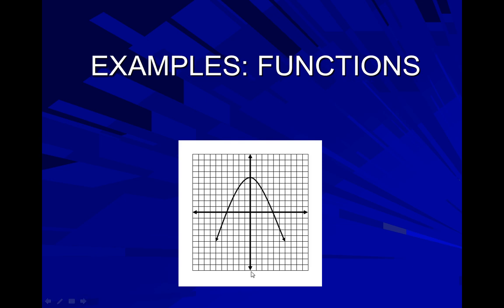Right here, if we have a vertical line test, that means if I draw a line straight up and down, see how my arrow's moving? It only crosses over this line one time. As long as it only touches once, it is a function.